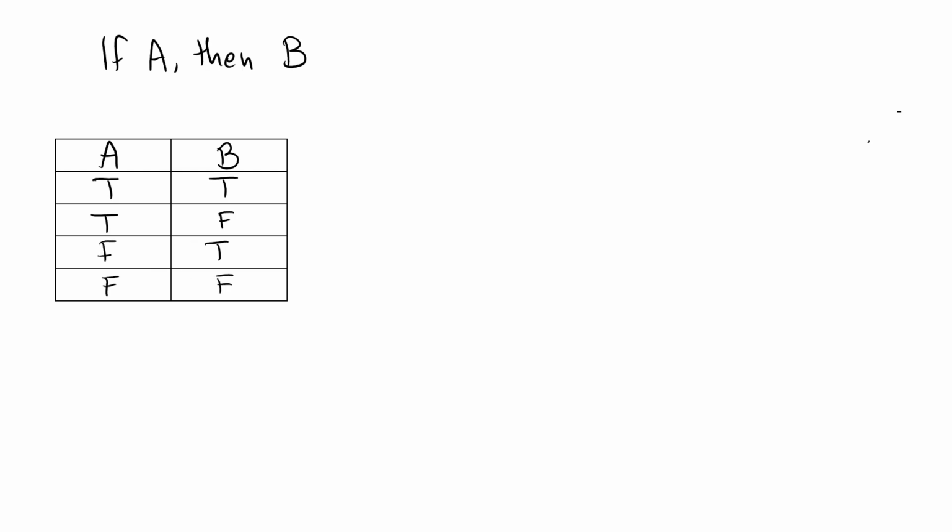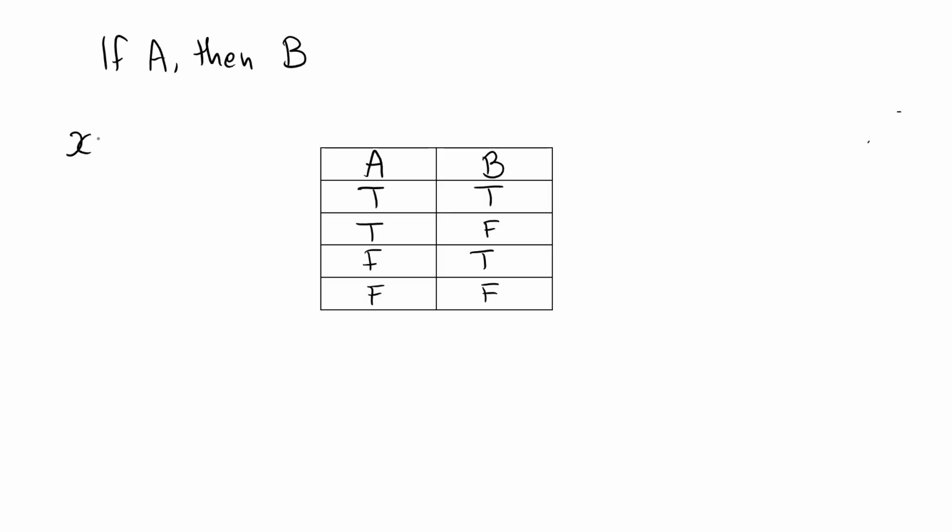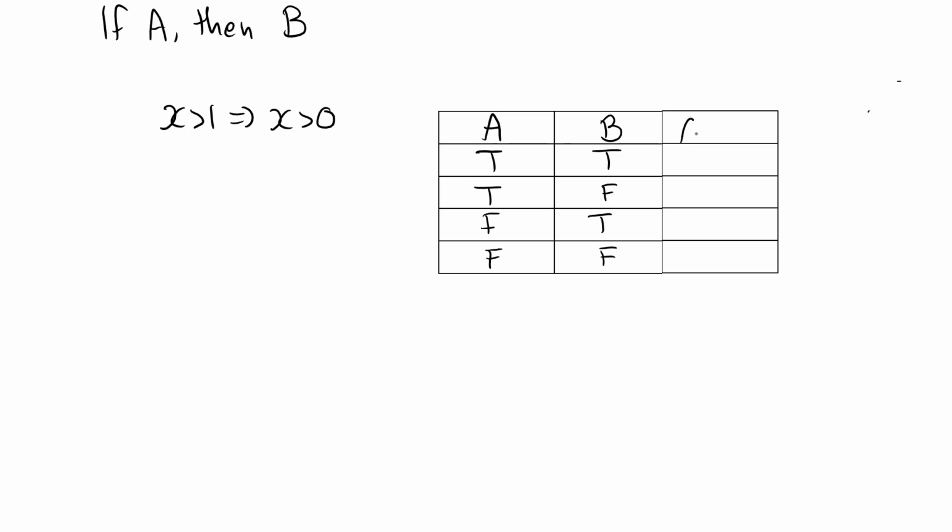For a simple implication such as x greater than 1 implies x greater than 0, if x is 0.5, then A is false while B is true, and we are on this row. Remember, an implication viewed as a predicate is false if the conclusion B is false and the hypothesis A is true. That is, the implication is false in this particular case. In all other cases, the implication is true.